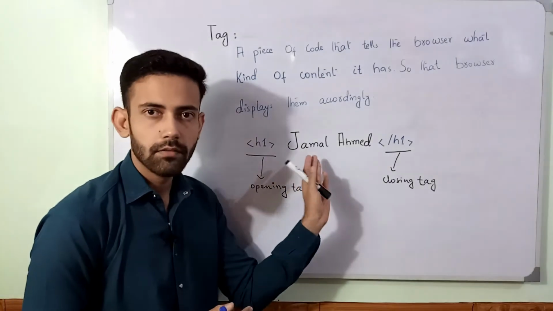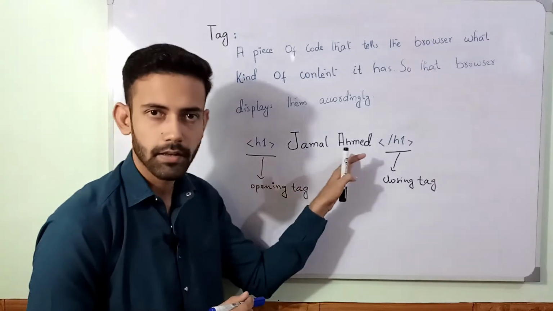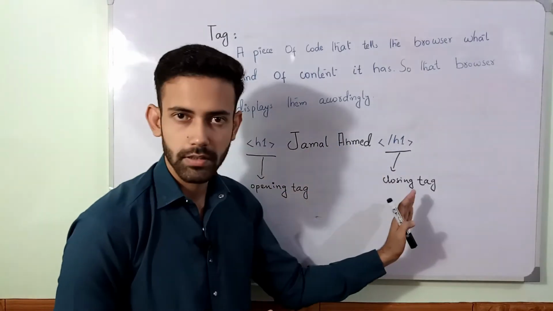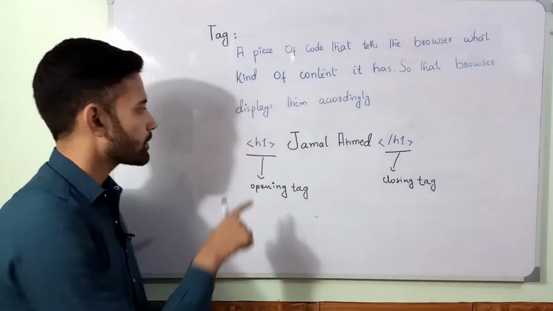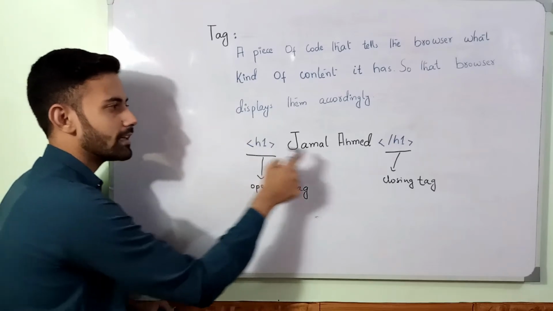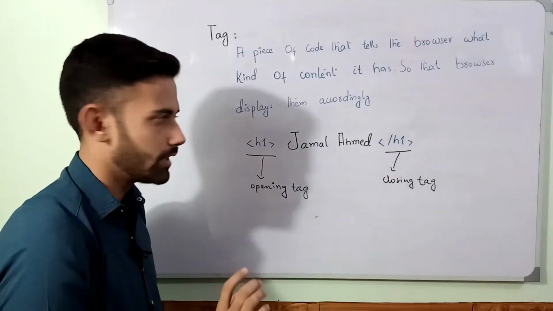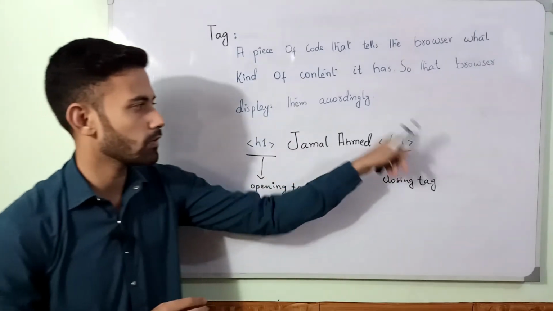The content which you want to be displayed on the browser, you write it here, and then after the whole thing you write the closing tag. The closing tag is exactly the same as the opening tag, except for one more thing, that is a forward slash. So this is the opening tag, this is the closing tag.